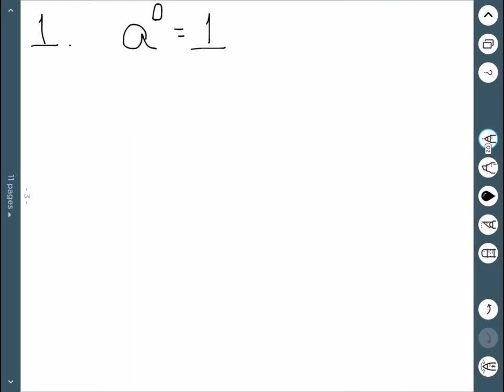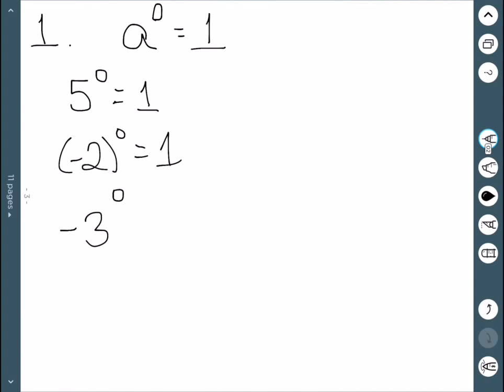So our first rule says that anything to the 0 power is 1. For example, 5 to the 0 is 1. Negative 2 to the 0 is 1. Negative 3 to the 0 without parentheses is negative 1. In addition, 4 times 6 to the 0 would be 4 times 1, which is 4.